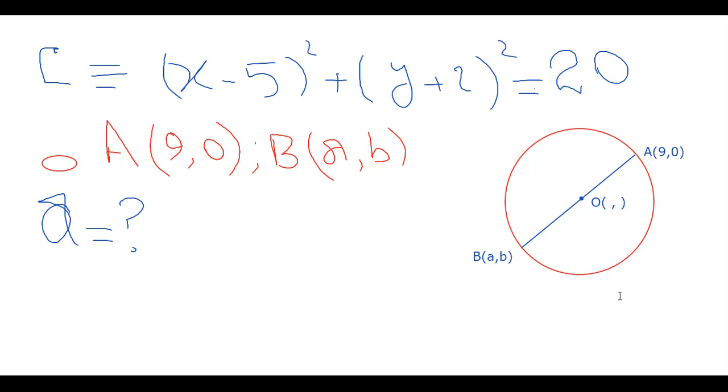The question asks for the value of A. The question states that the line with endpoints 90 and AB is the diameter of a circle as shown in the figure. The question provides the equation of the circle also. Yeah, but I'm not sure what to do with it.